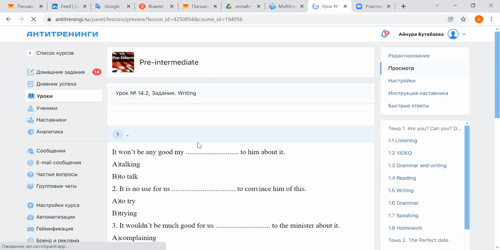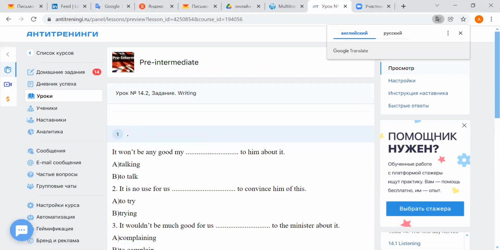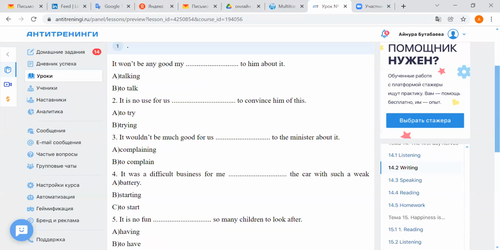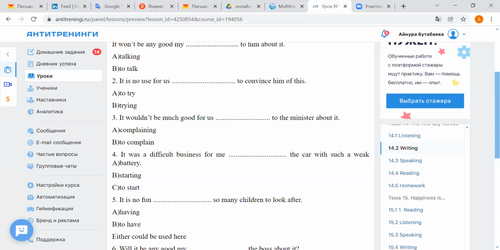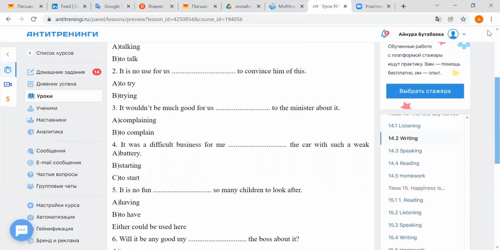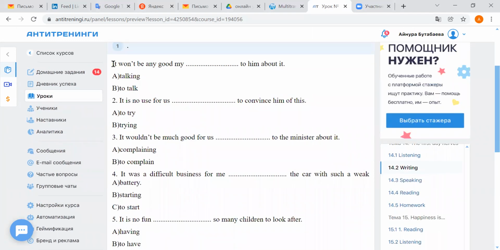Task number 2. Let's start with number 2. In this exercise, you have to do this exercise by choosing A or B answers. Okay, let's do it together. Number 1. It won't be any good to talk to him about it. It's no use for us trying to convince him of this.